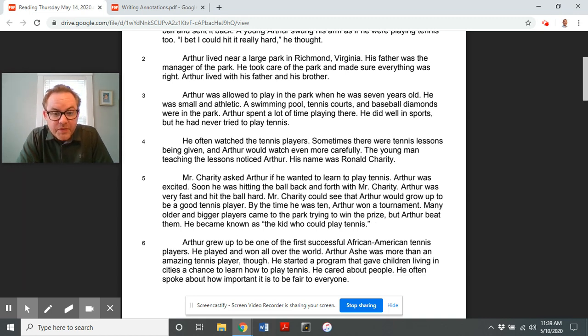Paragraph 6. Arthur grew up to be one of the first successful African American tennis players. He played and won all over the world. Arthur Ashe was more than an amazing tennis player, though. He started a program that gave children living in cities a chance to learn how to play tennis. He cared about people. He often spoke about how important it is to be fair to everyone.